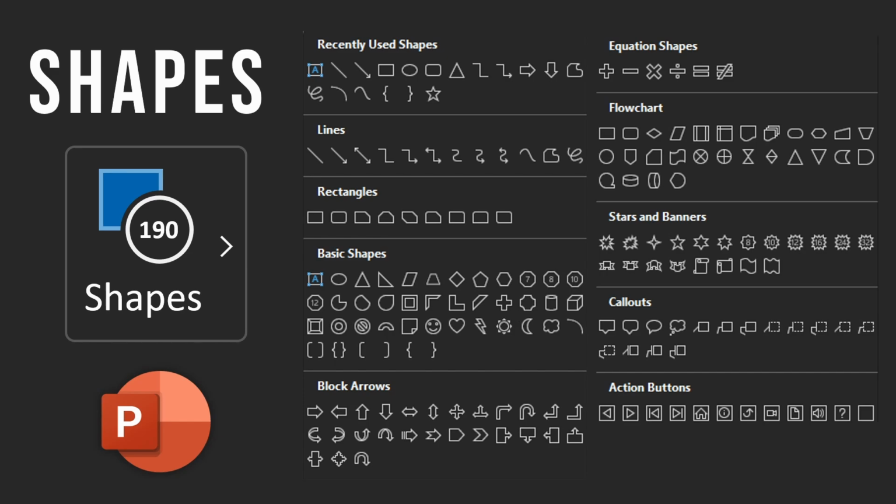At the technical level, shapes are vector-based objects. What that means is you can scale them to any size and there won't be any loss of quality. In this video, I'm going to show you everything you need to know about working with shapes in PowerPoint.